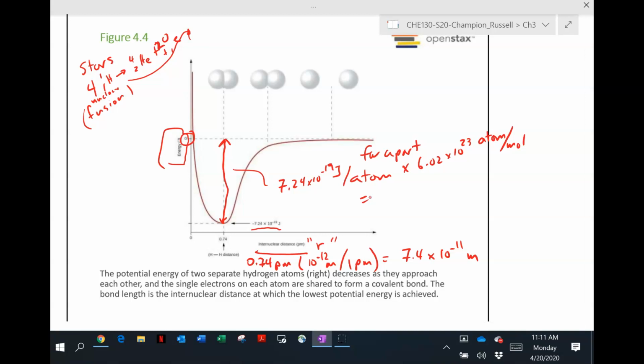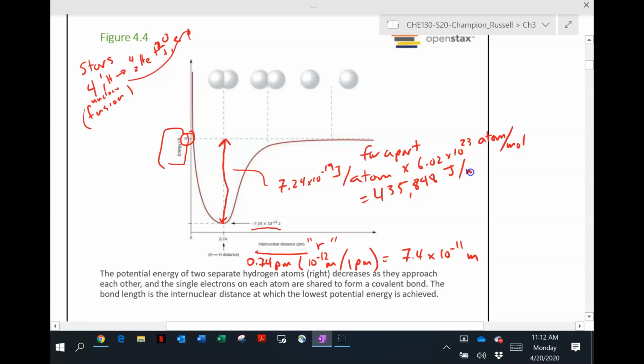This is going to be the energy to break 1 mole of hydrogen bonds. So I'm putting 7.24 times 10 to the negative 19th. Then I'm going to multiply that by 6.02 times 10 to the 23rd, and that gives me 435,848, carrying all those numbers.